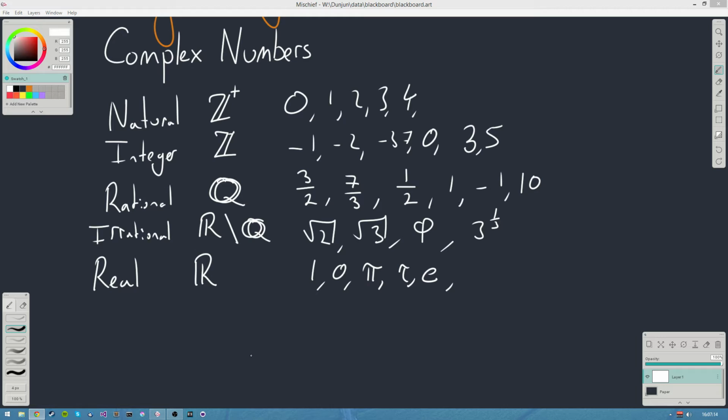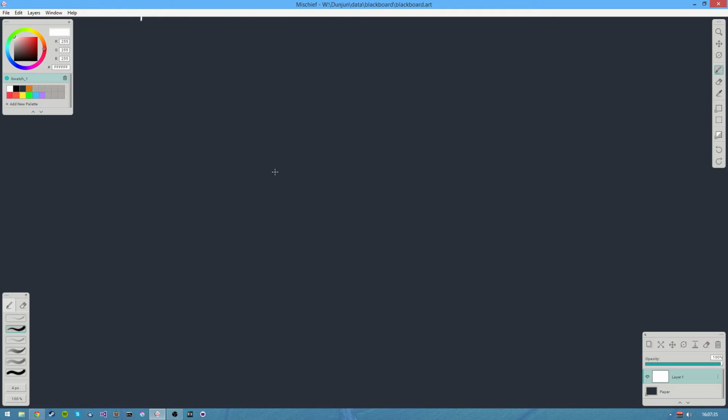Now in this number system, we're going to introduce some complex numbers. And the complex numbers, I'm not going to give any examples yet, are denoted with a boldface C. I'm going to explain this. But first, before even complex numbers, we've got imaginary numbers. So I'm going to scroll down and talk about imaginary numbers.